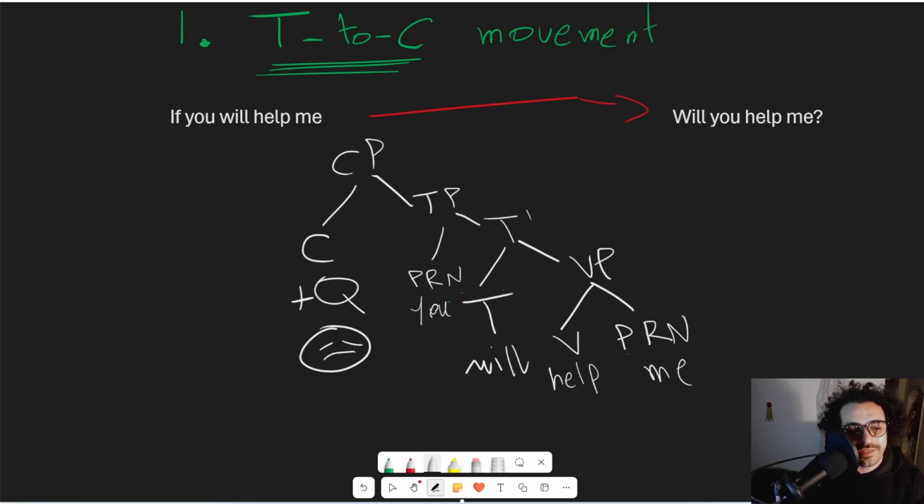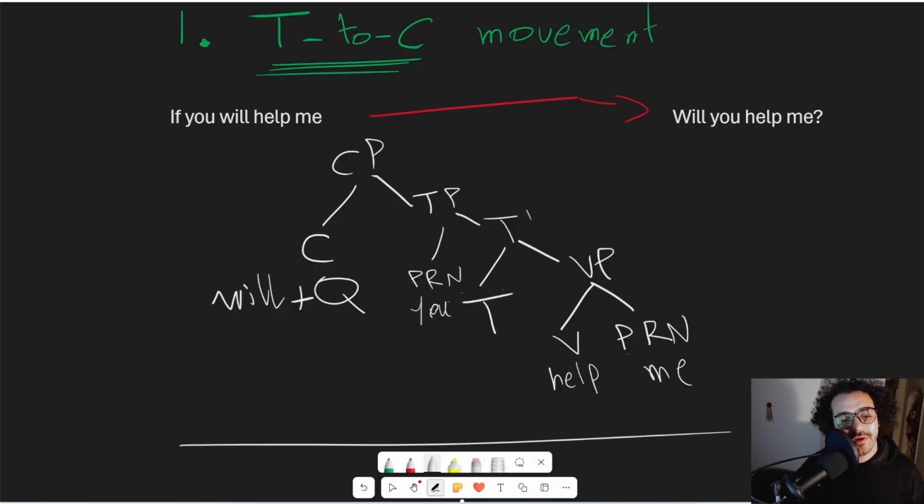What does it need? It needs to attract the closest head that can be transported to the C, and it does it because it's a strong affix. It's strong affixal in nature. So what will happen is that will is moved to here, and then in the end you have will you help me. This is the explanation we have as to why this movement happens in the first place, and the explanation lies in the fact that Q here is strong. That's why it attracts or draws the other head towards it.